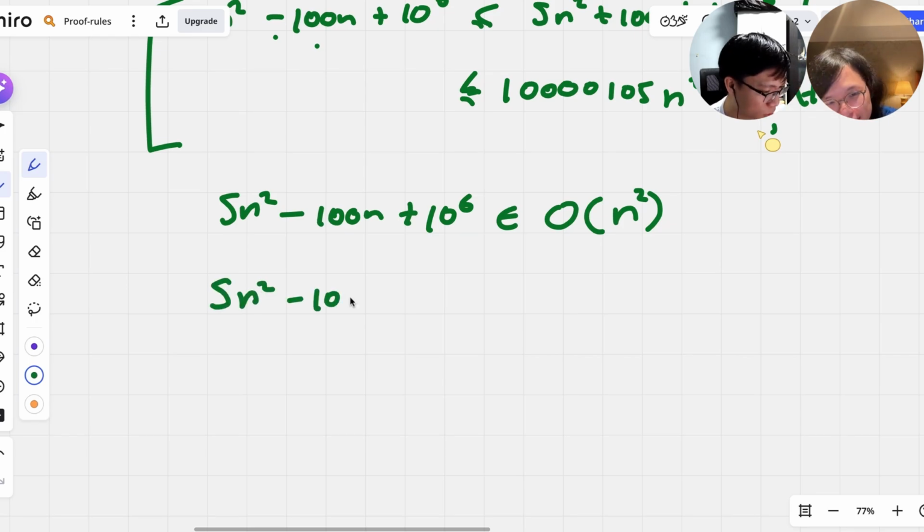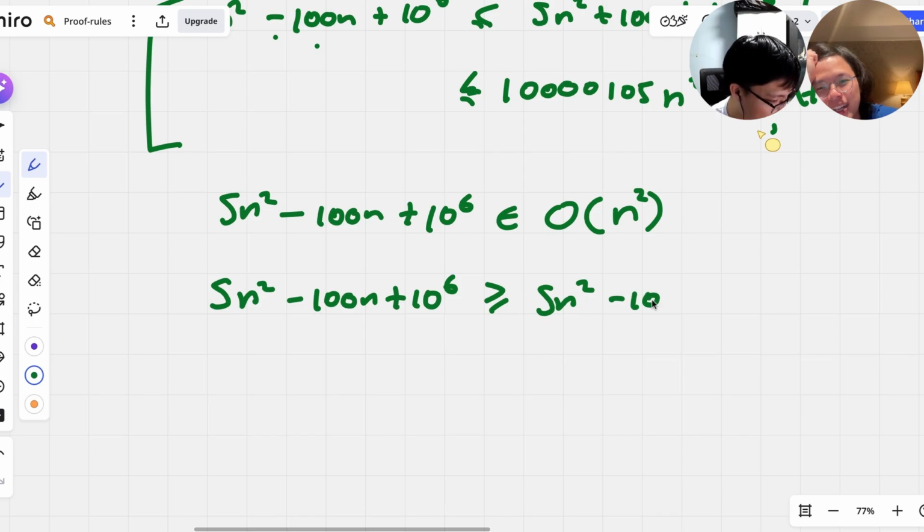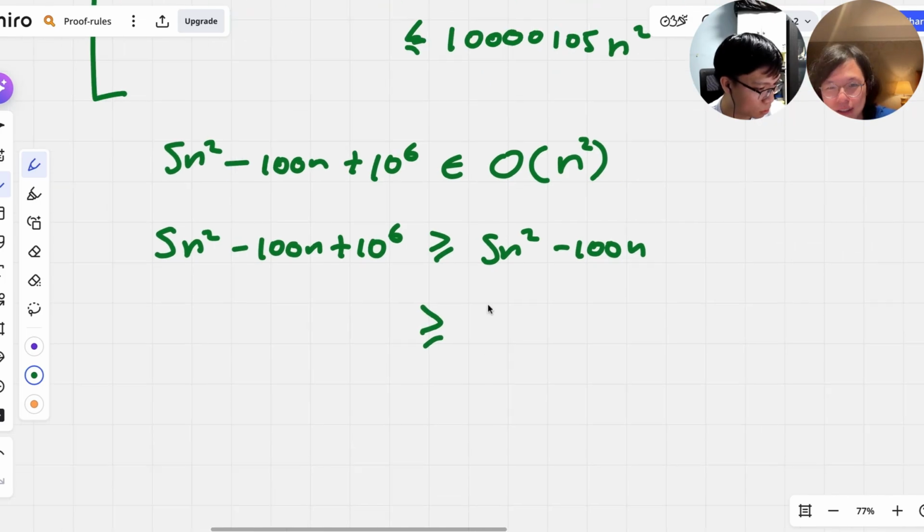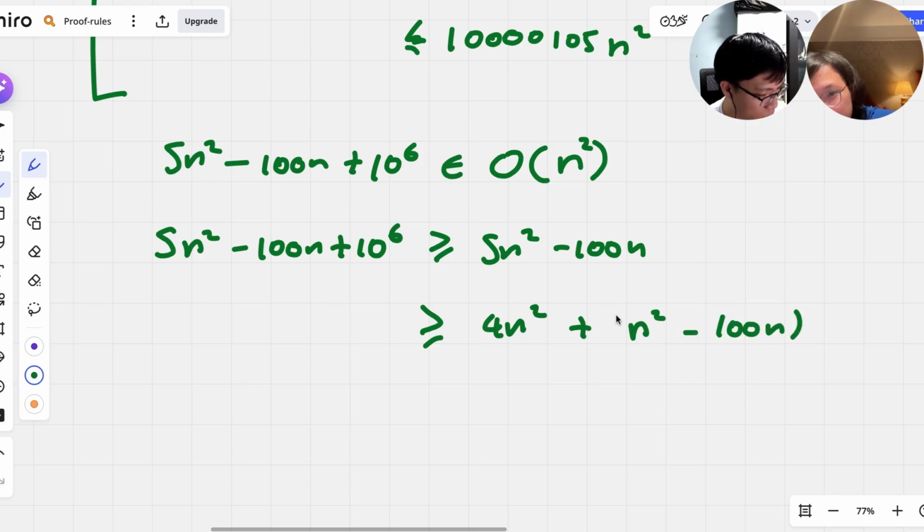So 5n squared minus 100n plus 10 to the power of 6. This one is a bit trickier, I would say, but not too difficult. This is greater than or equal to 5n squared minus 100n unconditionally, right? But now I want to do it this way. I'm going to rearrange this. So this is basically 4n squared plus n squared minus 100n. Then I'm going to pull the n out. So this becomes 4n squared plus n times n minus 100.